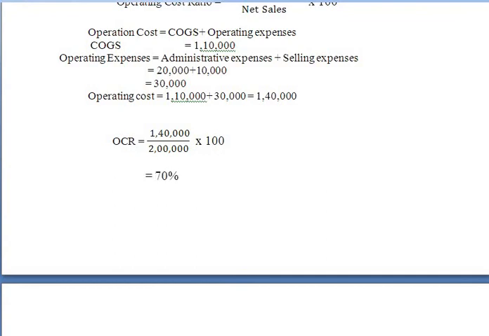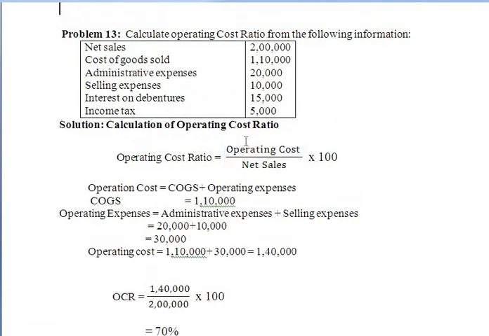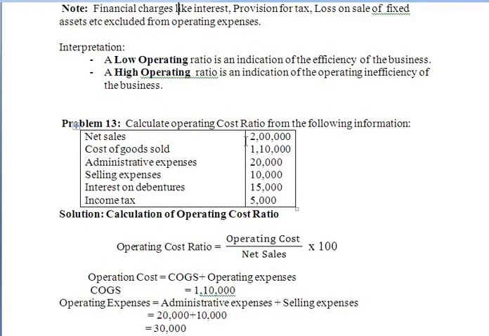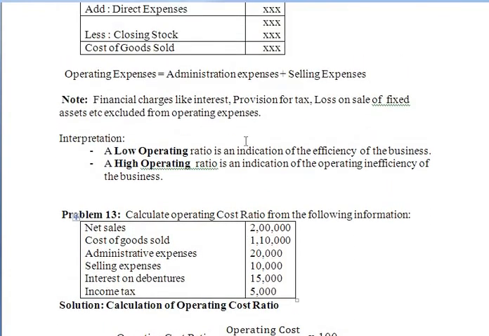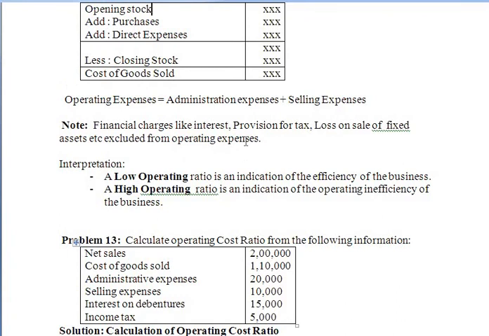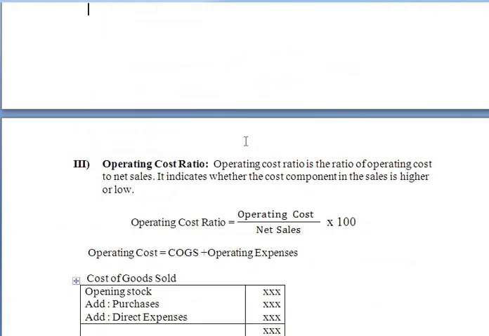So the operating cost ratio is 70%, which is very high. If the ratio is high, it indicates that the firm is inefficient in managing its activities. To check the efficiency level, we calculate the operating cost ratio, that is, the component of operating cost in the sales.